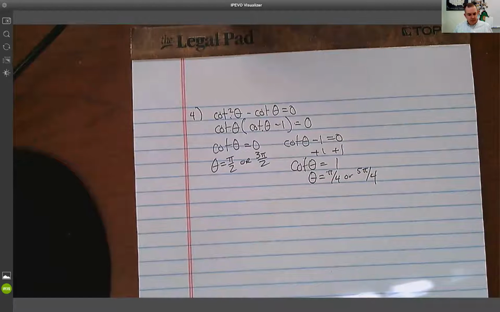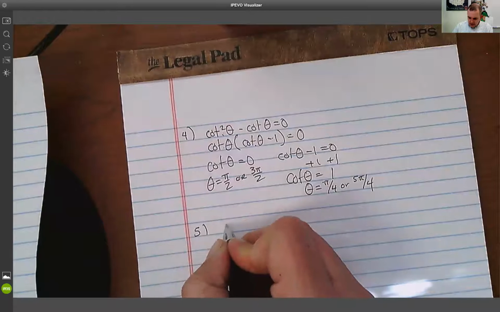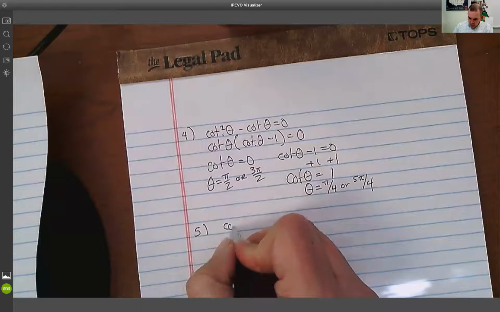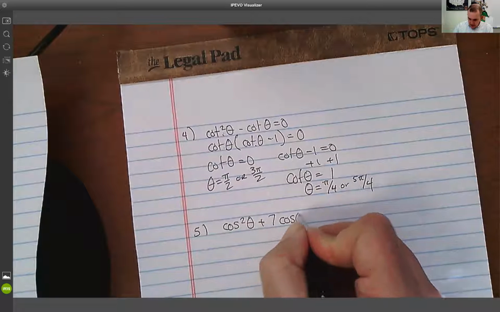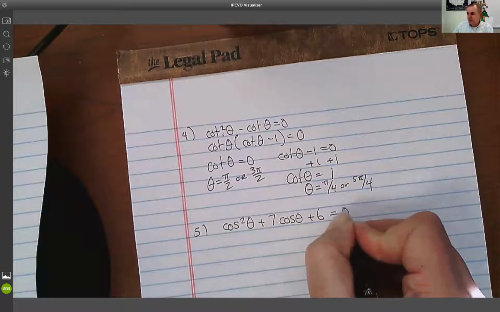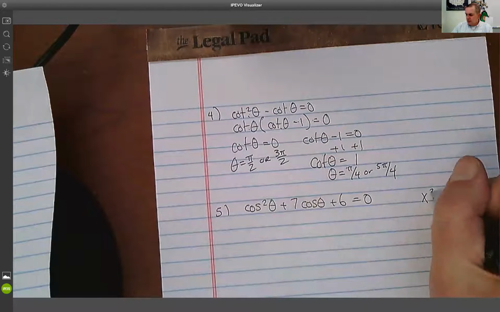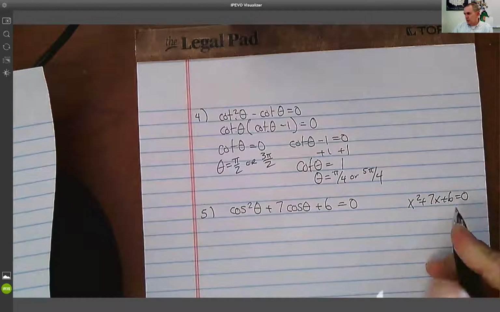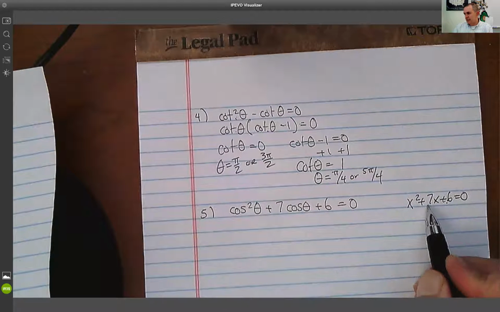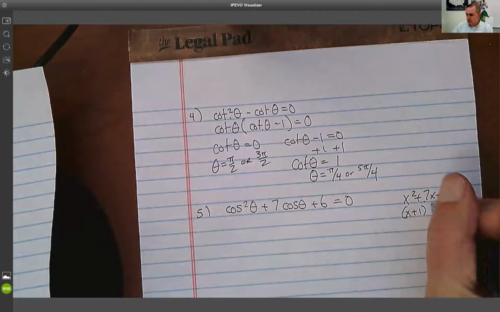And then the last one is a little bit about factoring. So I'm just going to do the one about factoring so that we have it. It is cosine squared theta plus 7 cosine theta plus 6 equals 0. And what I'm going to learn is this is very similar to if I were to look at x squared plus 7x plus 6 equals 0. What two numbers multiply to give me 6, add to give me 7? So those numbers would be 1 and 6.